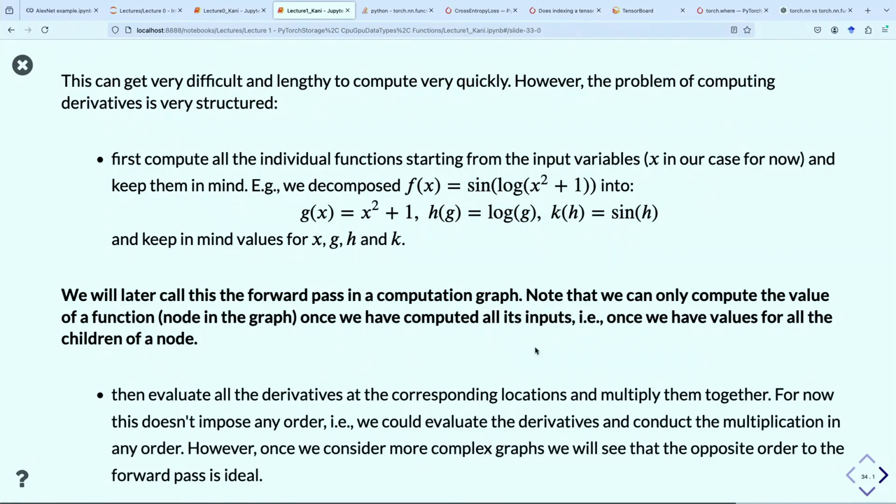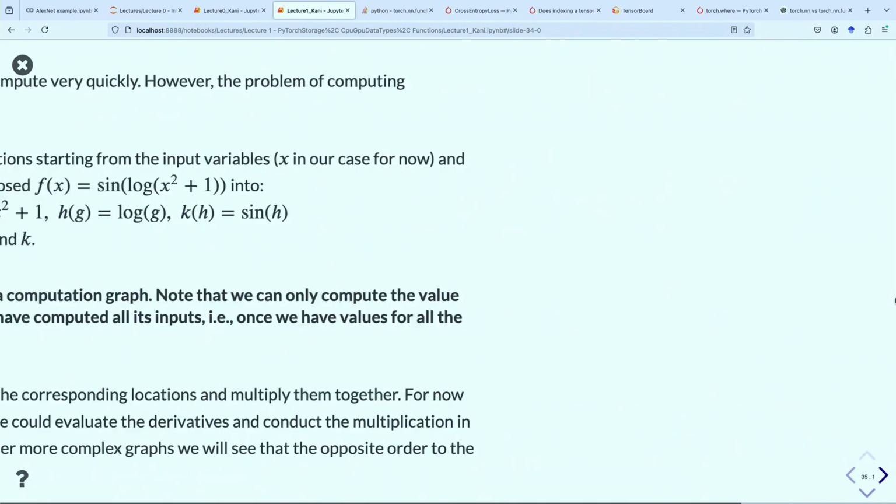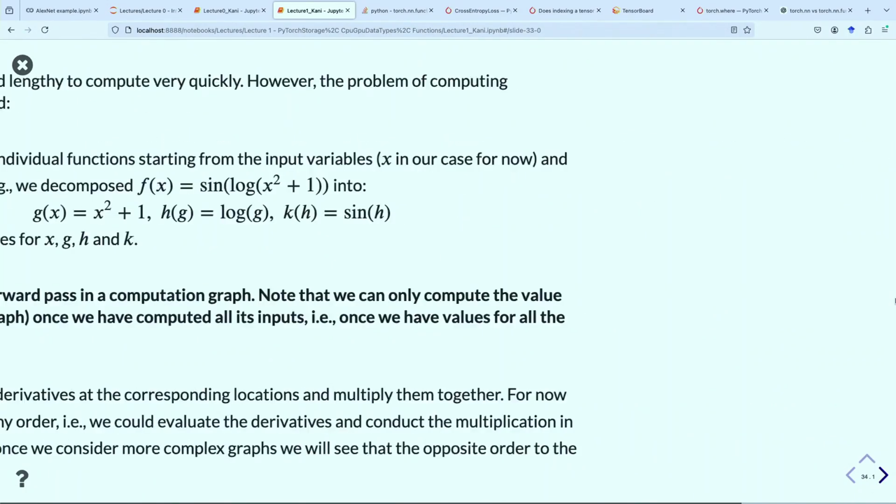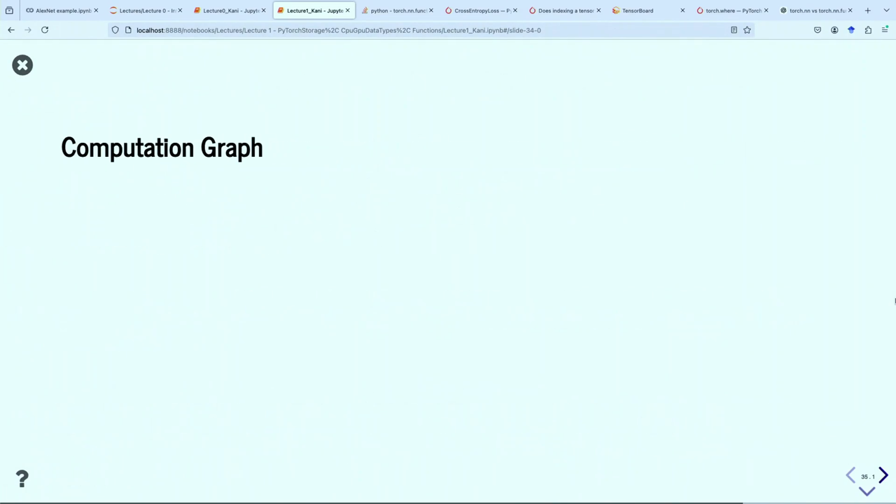So we evaluate all the derivatives in the corresponding locations and multiply them together. We're going to go over some more examples of this next week. But before we depart, I wanted to get to the point where you can start messing around with activation functions in TensorFlow.